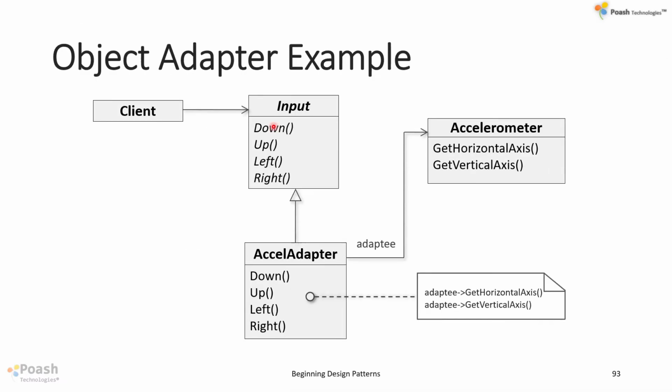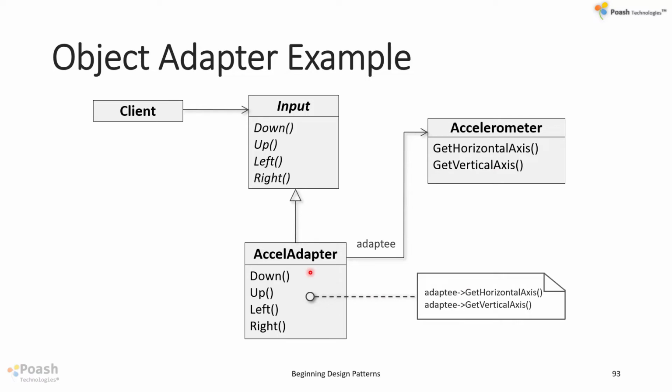In our example, the game wants to use the features of the accelerometer. But the accelerometer has an incompatible interface. You can see the game depends on these methods, but the accelerometer does not have these methods. So that's why we created this accel_adapter class that inherits from the input class so that it has the same interface that the client expects, but internally accel_adapter uses the features of accelerometer, and it does so by composing accelerometer. So that is why this accel_adapter is the object adapter.